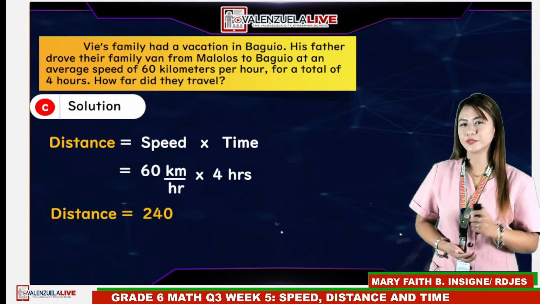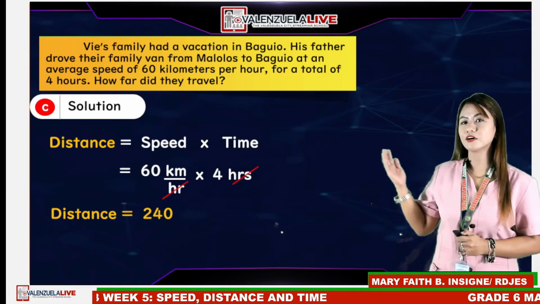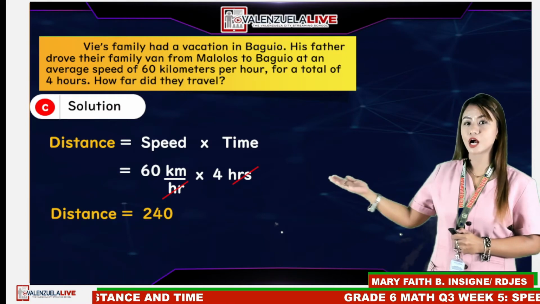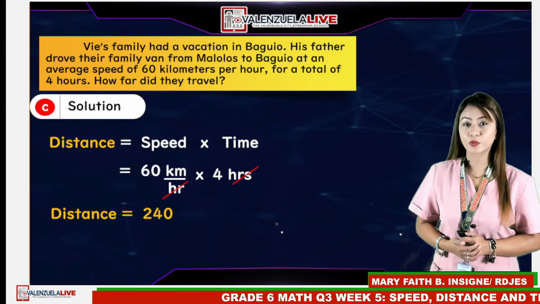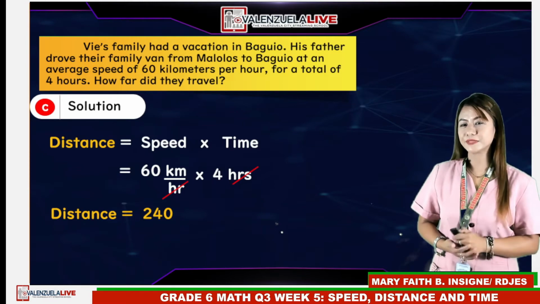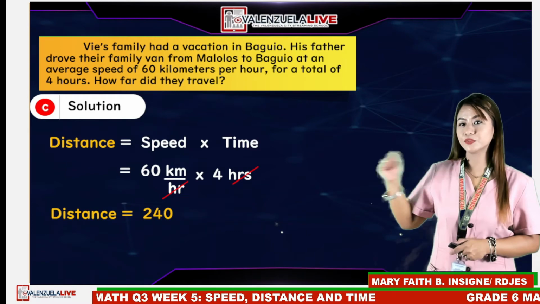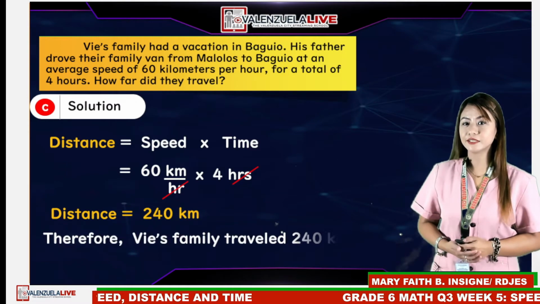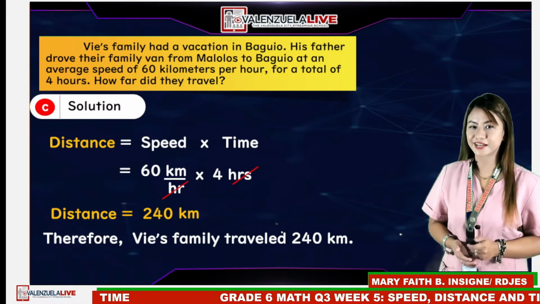Now, what could be our unit of measurement? Here, we can already cancel the units of time, which is hour. Since hour divided by hour equals 1, we can simply cancel out this unit, and then the unit of measure now is kilometers. Therefore, this family traveled 240 kilometers.